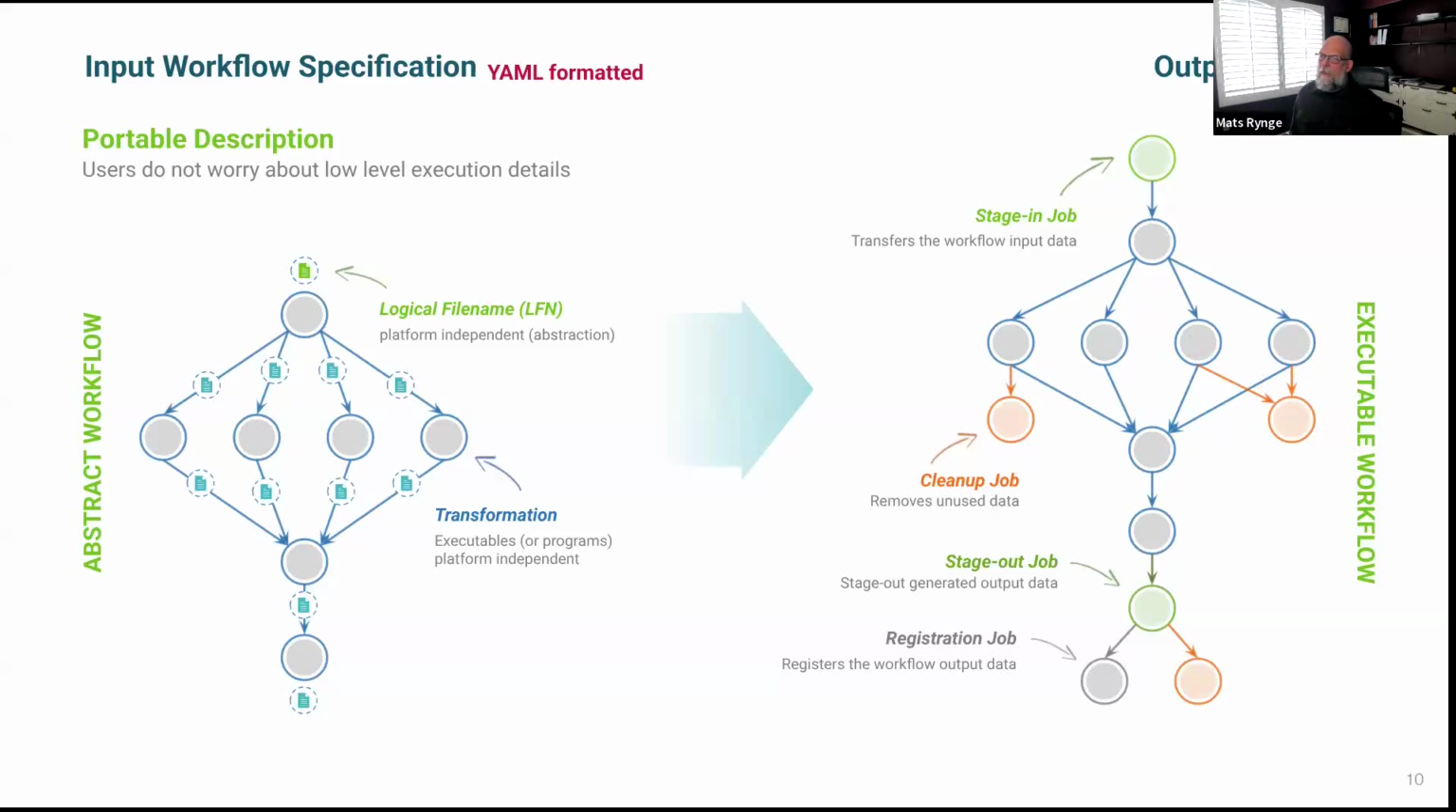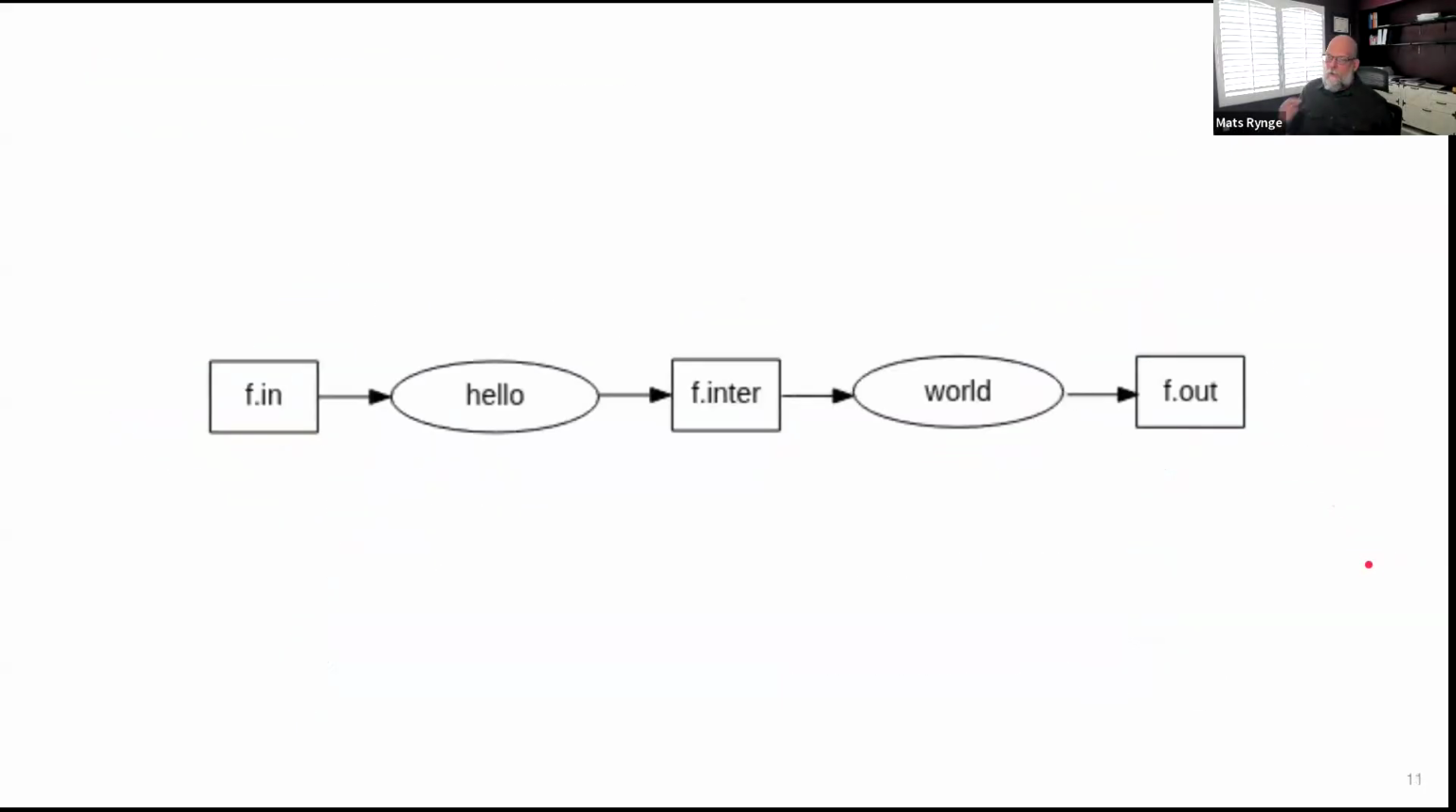And we're going to see this in a workflow we're about to run here. So the workflow we're going to run is very simple. It just has two steps to it. There's a hello step and a world step. We have three inputs here. We have an f.in, that's an input file to the workflow. So that would be, hey, I want to do compute on this file. You have an intermediate file. This is something that was produced by hello and consumed by world. And then we have a final output file that we want to keep as an output of the workflow.